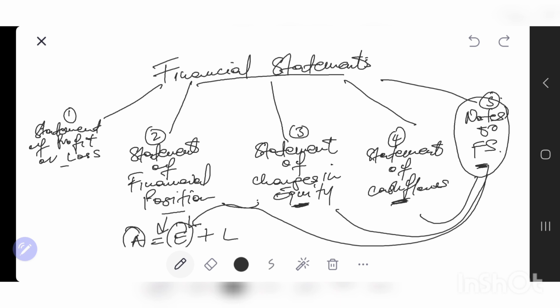Remember, information is to be useful. So when we say information is useful, it means that it is relevant, and it faithfully represents the financial operations of the business. And then we are going to talk about those characteristics now.